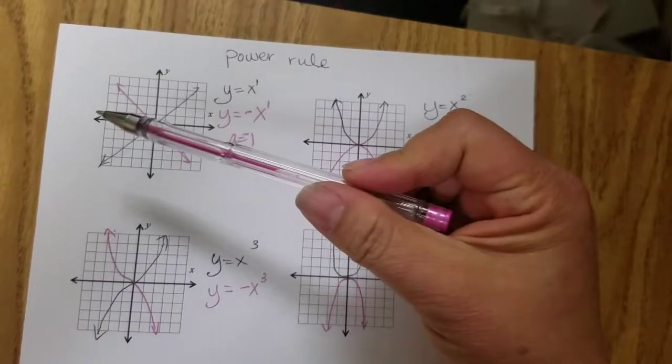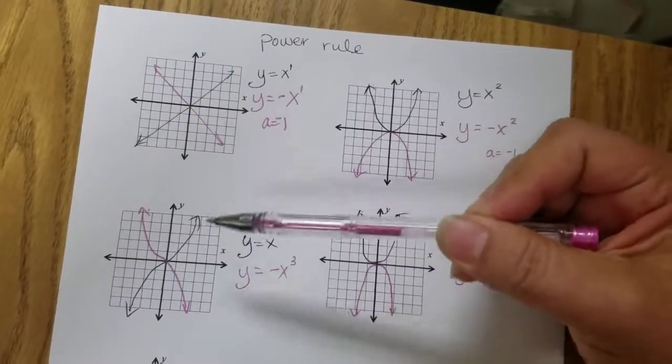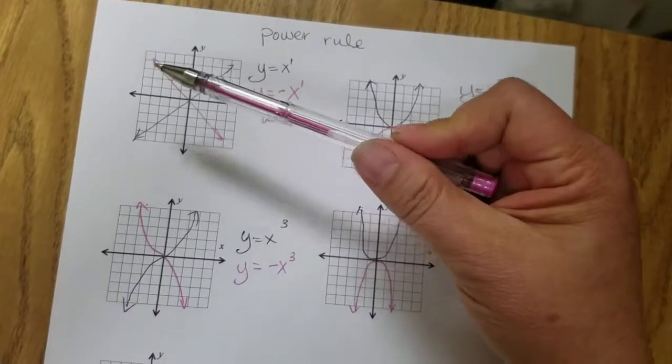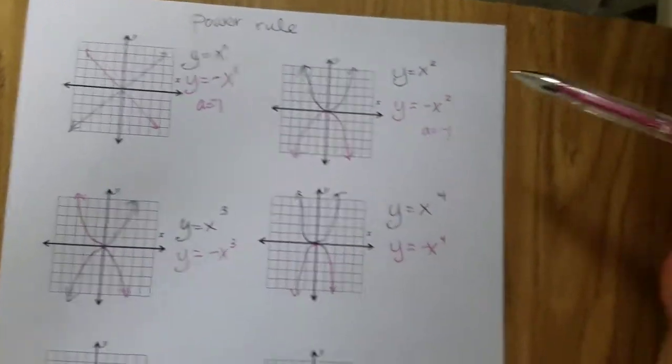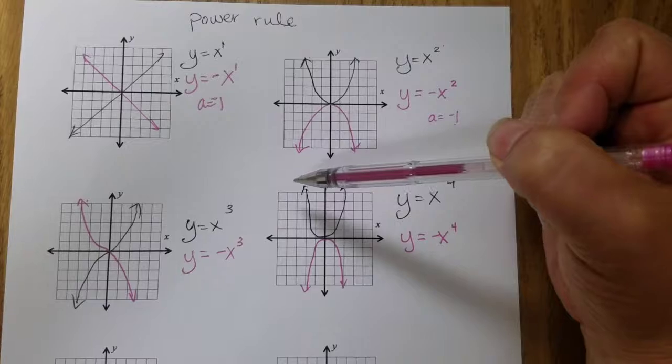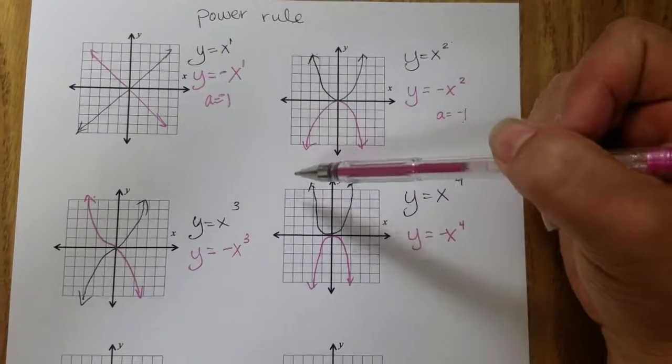So you can see that the odd exponent, again, still has the ends going in opposite directions. And then the even exponents have the ends going in the same direction, but in this case it's going down.